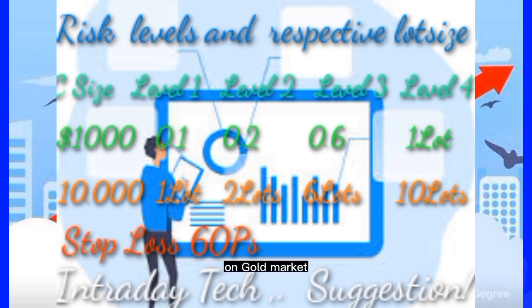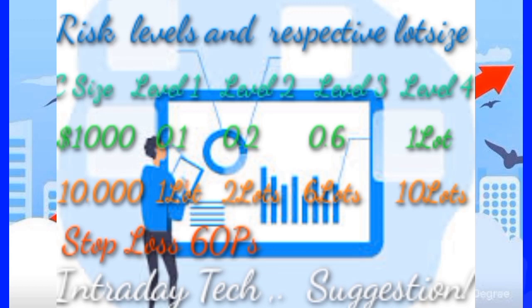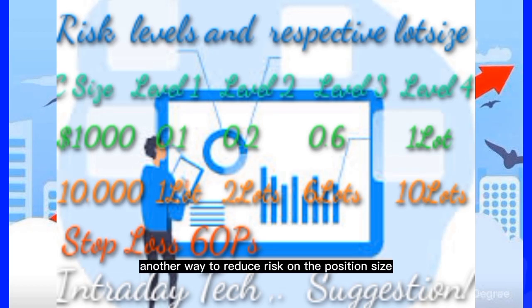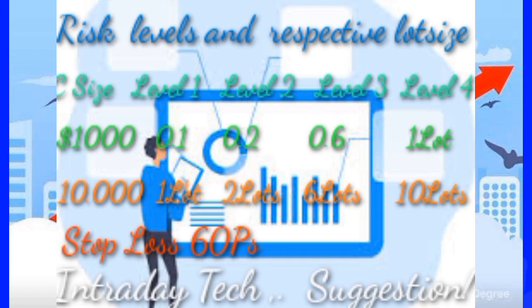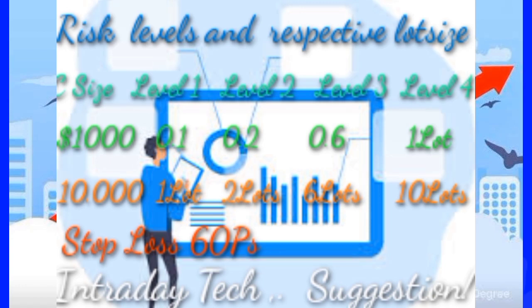So on gold market, you have to reduce the lot size by half, because gold is very, very volatile in the forex market. Another way to reduce risks under position size is through layering, where you will be adding lot size gradually as price goes against you with 10 to 15 pips, and keep it consistent, and still maintain 2% per trade and 10% daily drawdown.